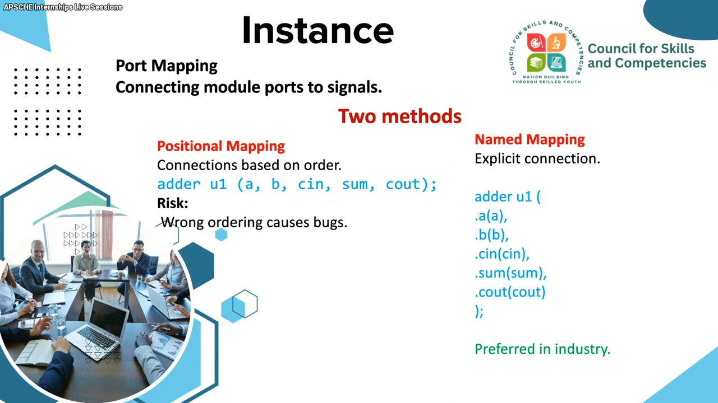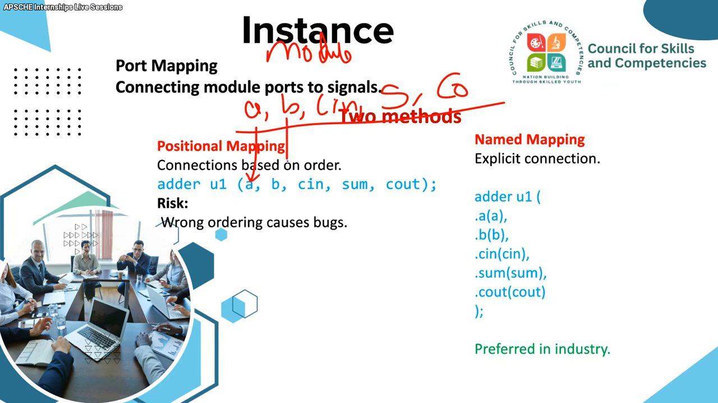Now I told how the signals are mapped. For the adder, you need signals A, B, carry in, sum and carry out. This is the way we would have given it in the module. If you are going to create an instance by position, then you have to write the exact positions. In this exact position, what is the signal you are going to use?